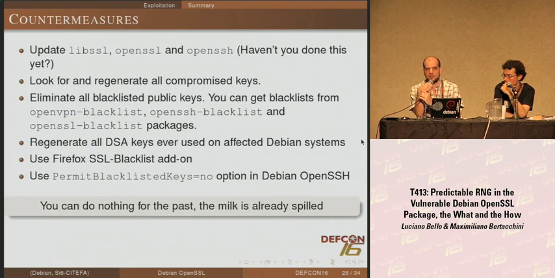Of course, you can mitigate the problem with Firefox with the blacklist add-on. This doesn't work in all the issues, but let's leave the details. And if you are running an SSH server on Debian, you can check this option in order to avoid users with weak keys connecting to your systems. Of course, all the traffic affected in the last 2 years, you can do nothing for it. I mean, the milk is already spilt.